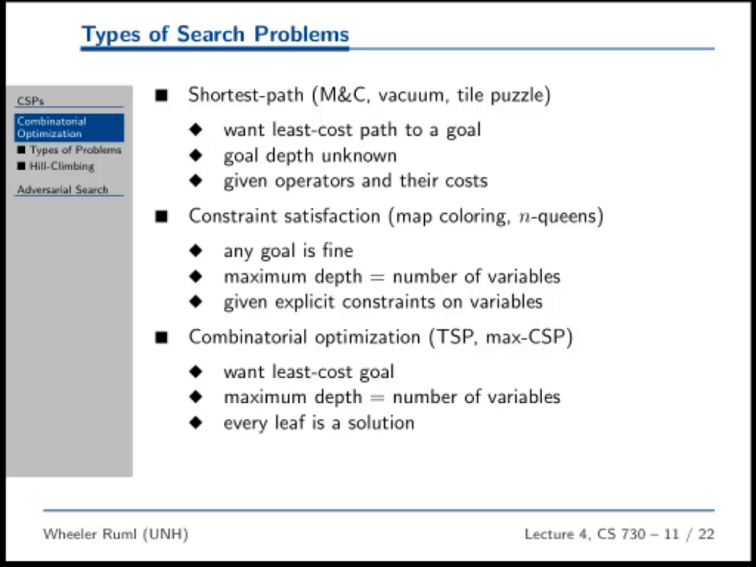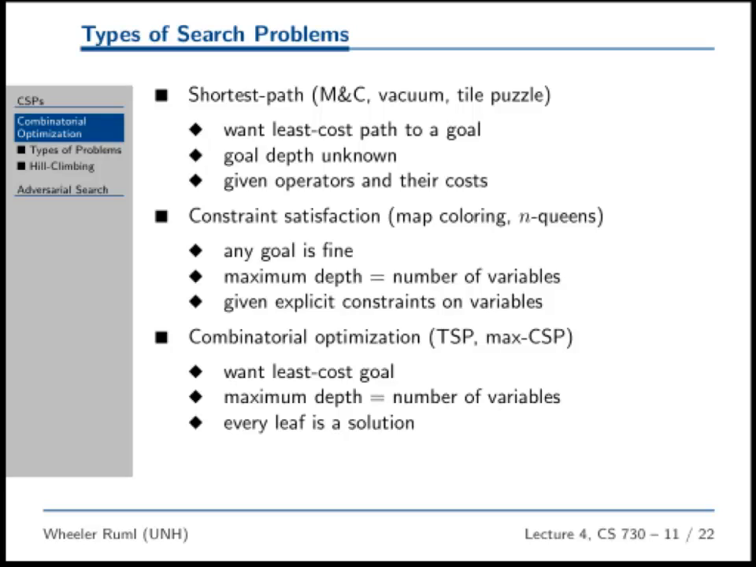You have lots of different combinations of options for the different variables to take on different values, like what city am I going to visit first? What city am I going to visit second? What city am I going to visit third? For any complete assignment of values to the variables, we have a solution. And the solution has a cost. So every tour that visits all the cities has a cost. And you want to find the least cost goal, the least cost leaf in this tree, this fixed depth tree, this depth bounded tree. So that's combinatorial optimization.